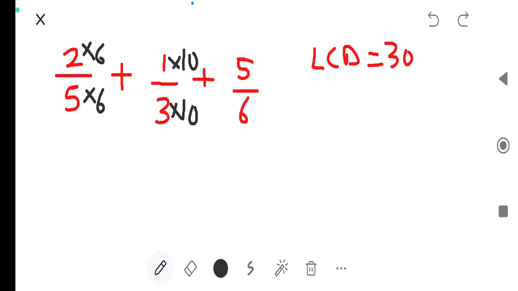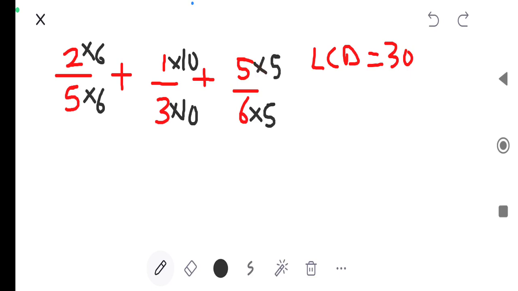Then you move on to the third denominator, which is 6. 6 times what number will give 30? That should be times 5. So you write times 5 here. Then you go to the top and also do the same thing, which is times 5.